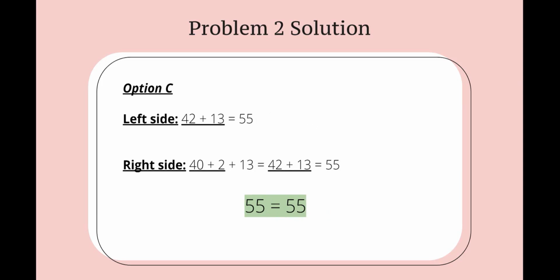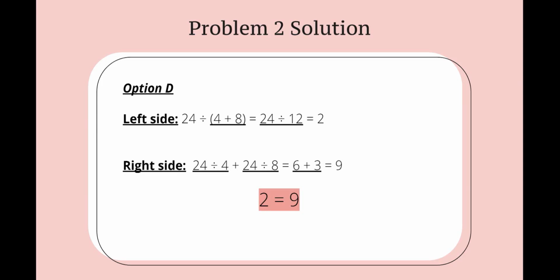Let's look at option C. On the left side, we have 42 plus 13, which is equal to 55. On the right, we first add 40 plus 2 equals 42, and then 42 plus 13 equals 55. So both sides are equal to 55.